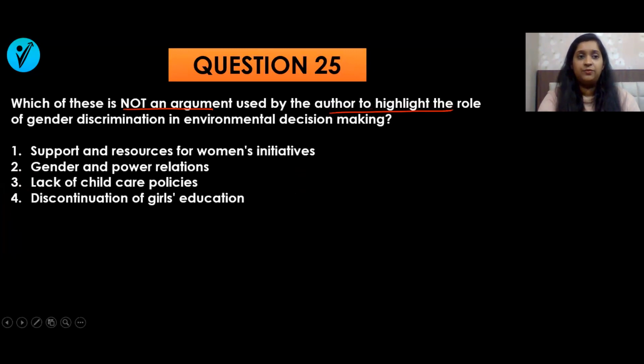Question number 25. Which of these is not an argument used by the author to highlight the role of gender discrimination in environmental decision making? So, which is not an argument? Support and resources for women's initiative. So, this is one of the arguments used. Gender and power relations. This is also used. Lack of childcare policies. This is also an argument for gender. Discontinuation of girls' education. This has not been used in the sense of environmental decision making.